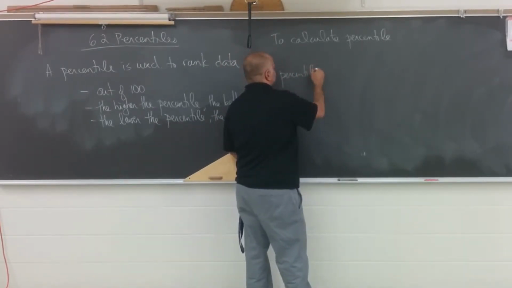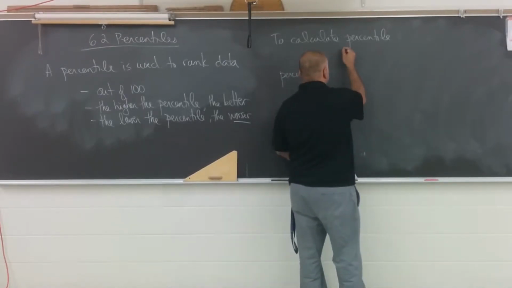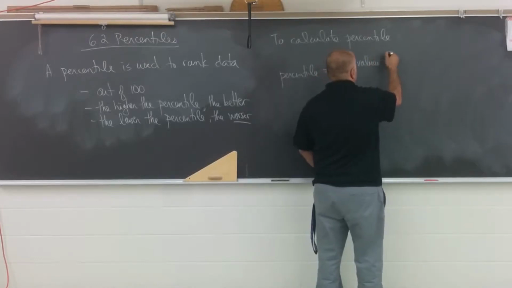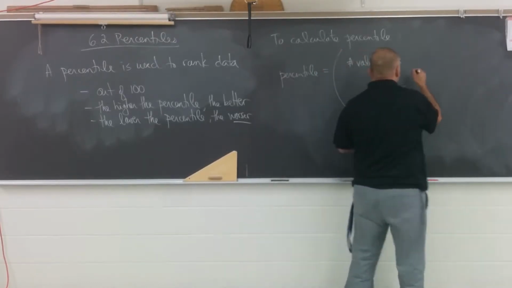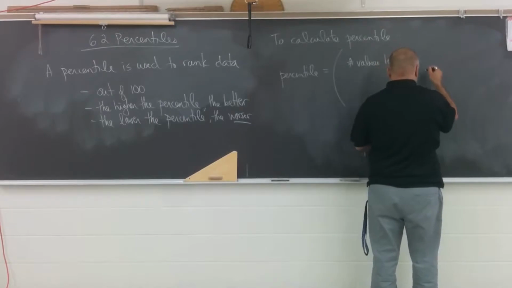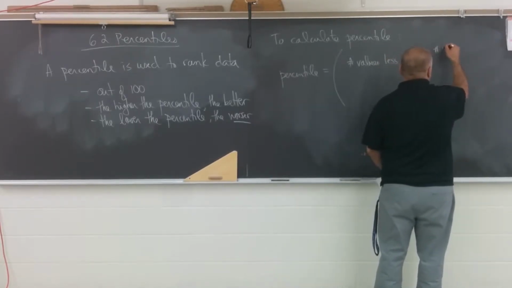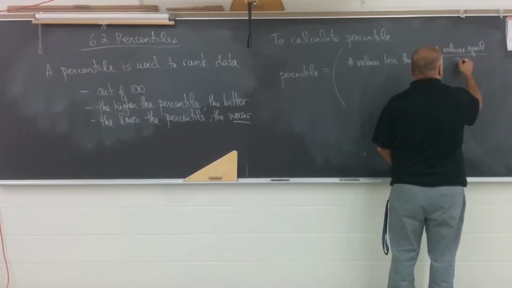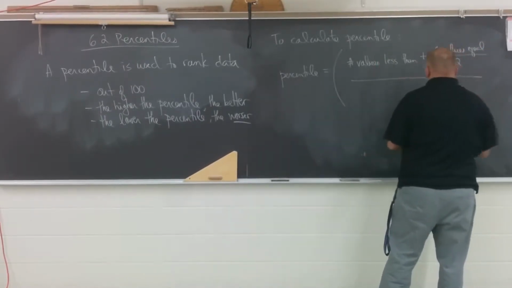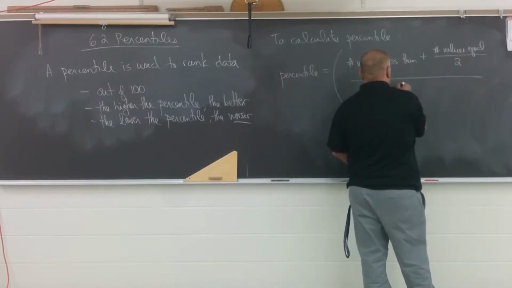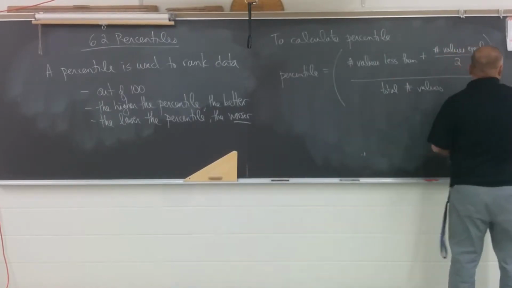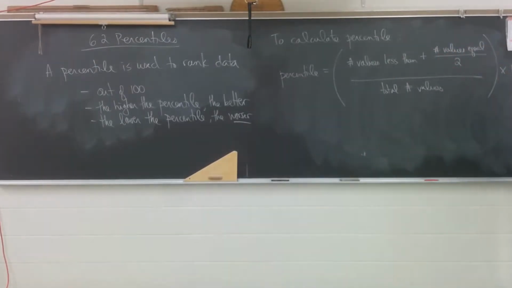You're going to need space for this. Percentile equals the number of values less than, plus the number of values equal, divided by 2, all divided by the total number of values, times 100.